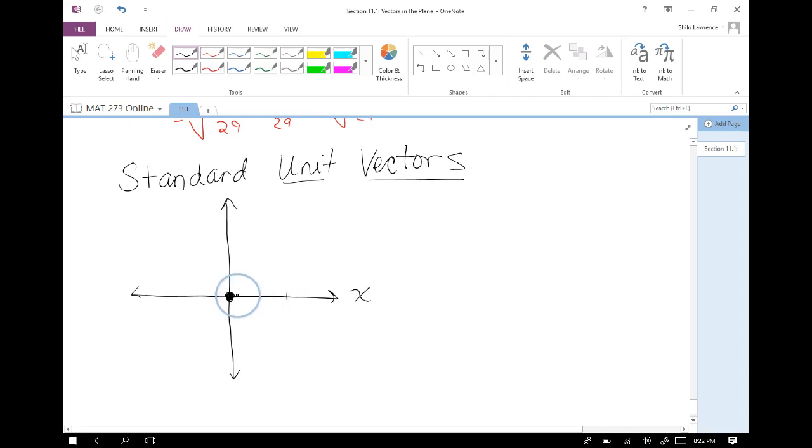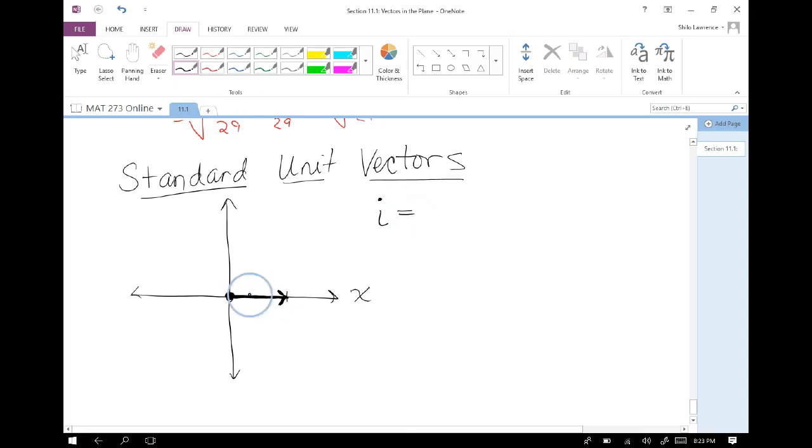So if we go exactly 1 unit in the x direction, that is a unit vector because it's 1 unit long, and because it only contains the x direction, it's one of our standard unit vectors. We call that vector i.